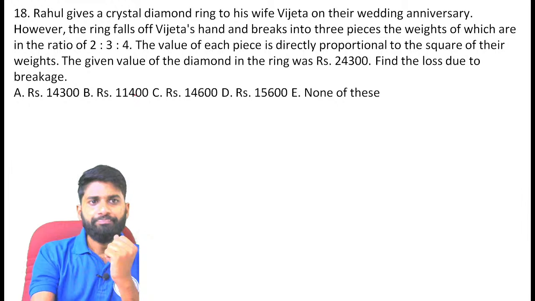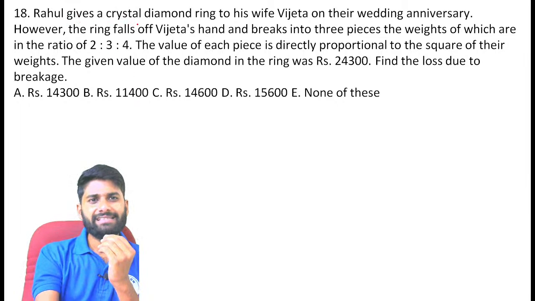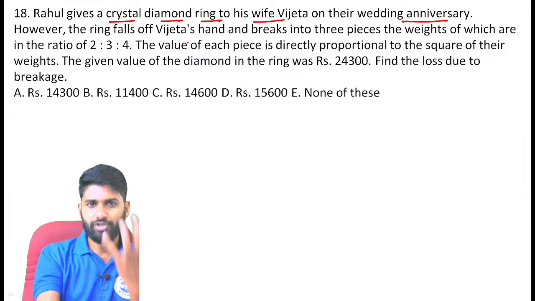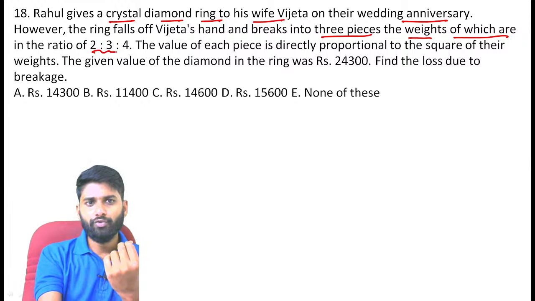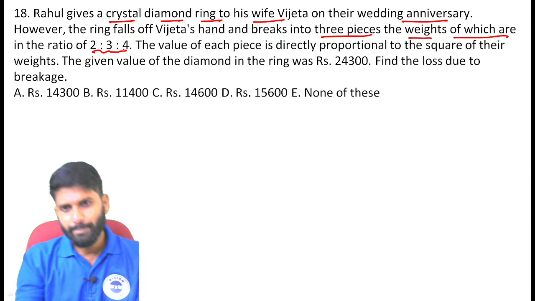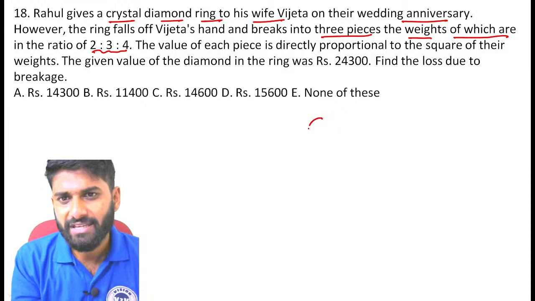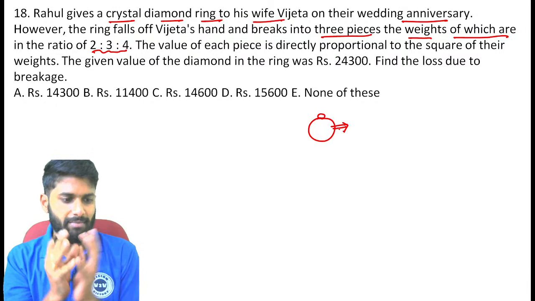Okay, see the question. Rahul gives a crystal diamond ring to his wife Vijeta on his wedding anniversary. However, the ring falls off Vijeta's hand and breaks into three pieces, the weights of which are in the ratio of 2 is to 3 is to 4. There is a breakdown. See, so there is a ring here. This is the ring, and this ring is maintained with some quantity. So there is a bulk quantity.